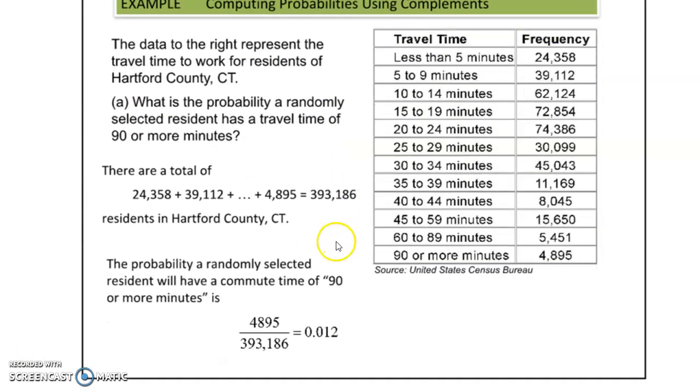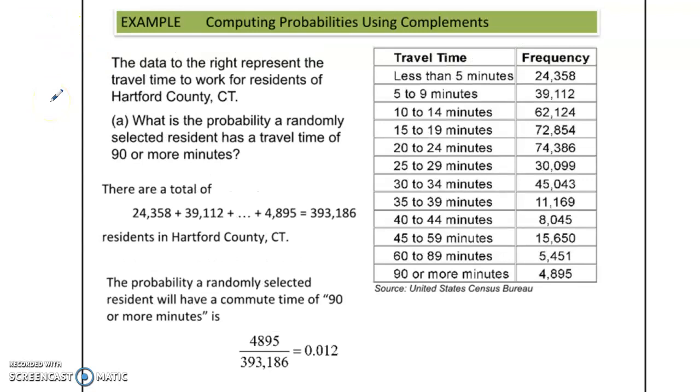All right, using probabilities and complements, taking a look at the example, we have a probability distribution here on the right-hand side, the probability model, and it tells us that all of these different travel times are experienced by residents of Hartford County, Connecticut. For example, on the top here, it says less than 5 minutes, 24,358. That means 24,358 of the residents travel less than 5 minutes to get to work. So for section A, it's fairly straightforward.